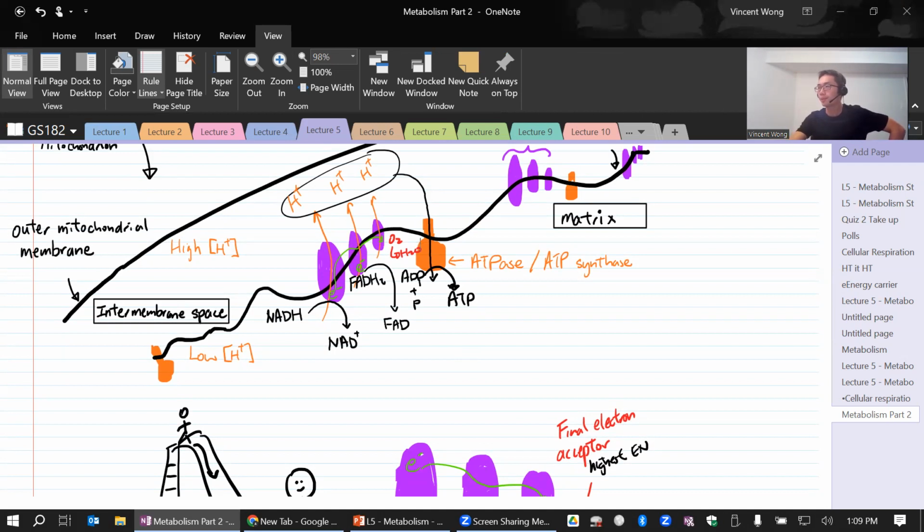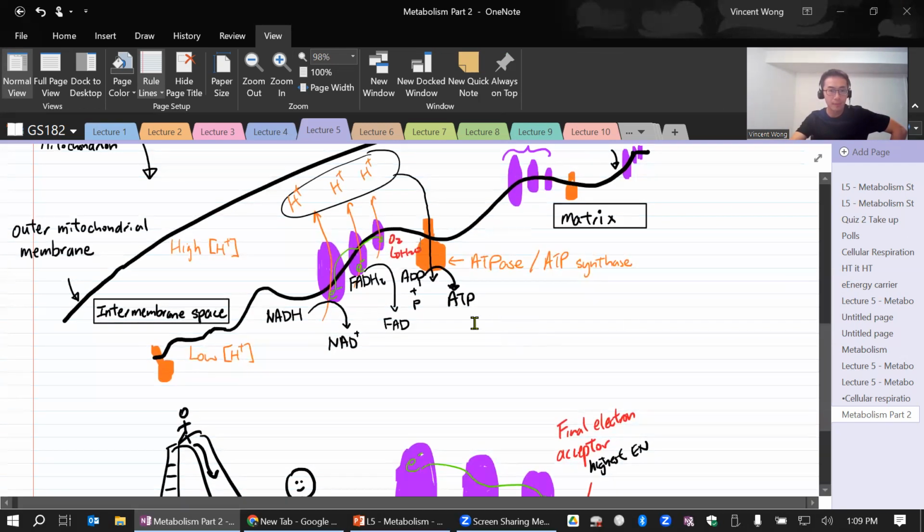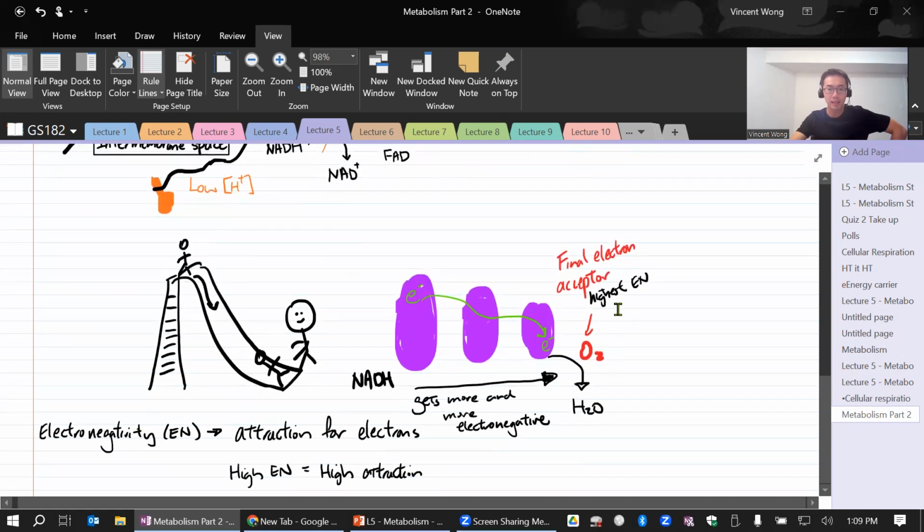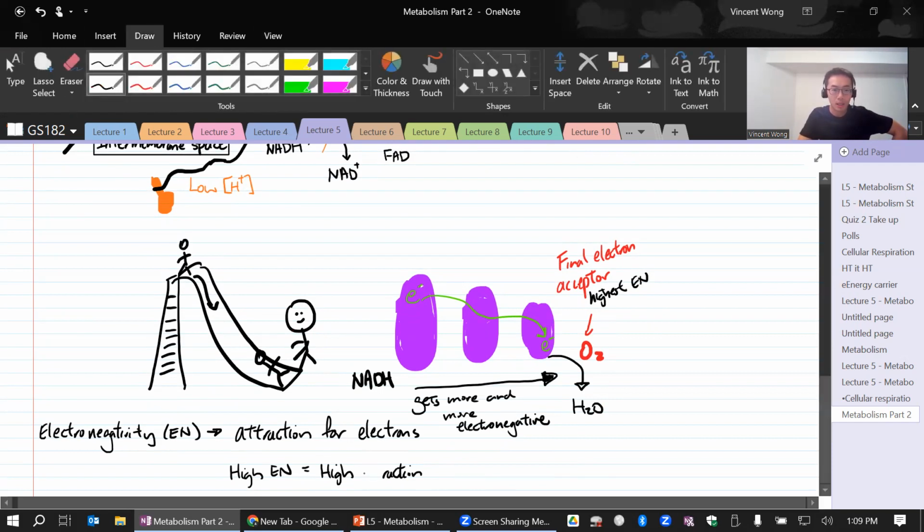What is that word next to high? Highest EN, electronegativity. High EN equals high attraction. Oh, high attraction. Yes. The more electronegative it is, the more it is attracted to electrons. Okay, thank you.